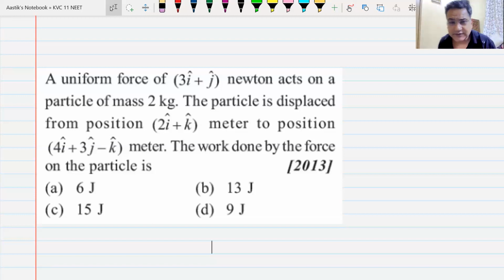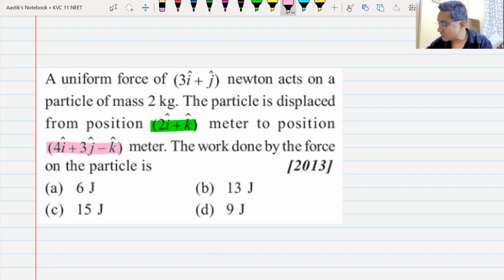Do we have any answer for this? Okay. How are you supposed to do this? Well, it is given that the particle is displaced from this position. So this green one becomes its initial position. The particle is initially here. Then it is displaced to the position of 4i plus 3j minus k. This is the final position. So here the particle's initial and final position is given.